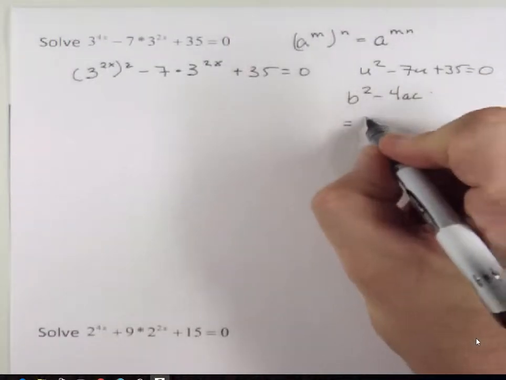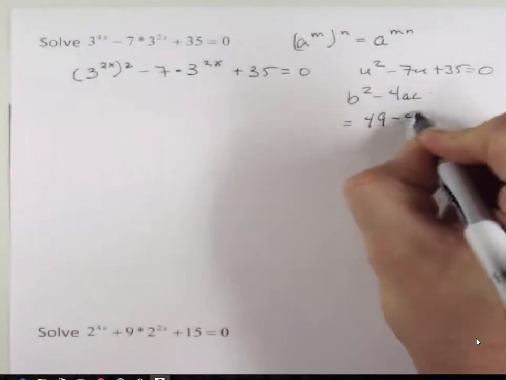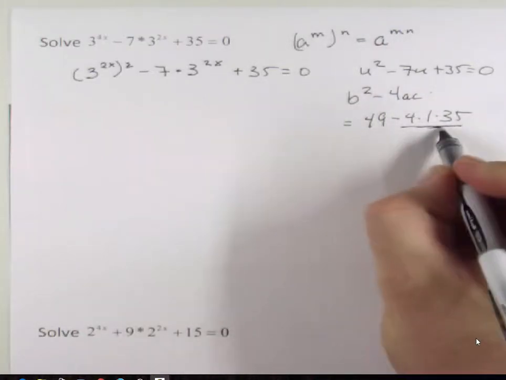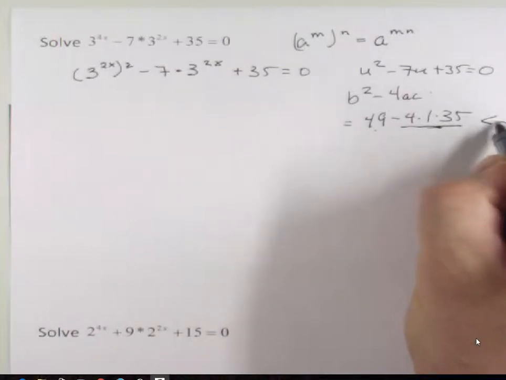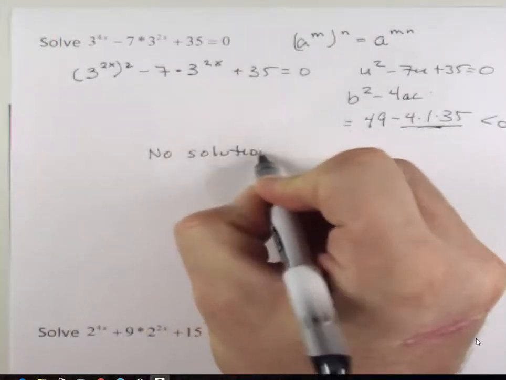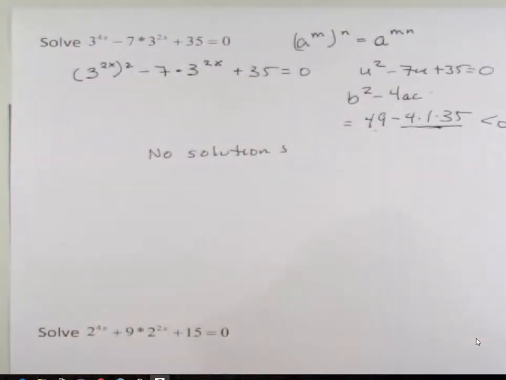So let's see. 7 squared I think is still 49, minus 4 times 1 times 35. We can see that this is far larger in magnitude than this. The discriminant is negative, so there are no solutions. Okay.